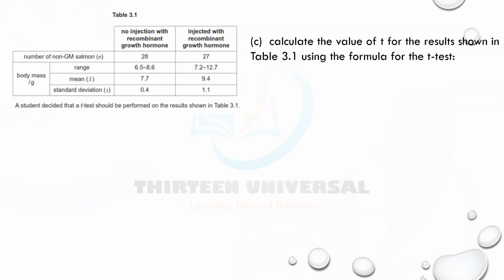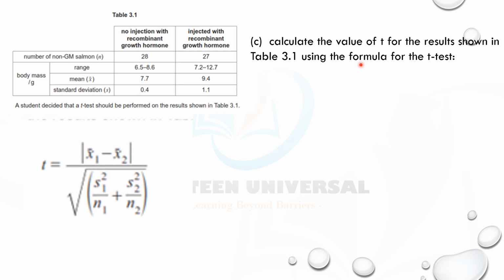All right, that's the table. So calculate the value of t, that is t-cal, for the results shown in table 3.1 using the formula for t-test. Okay, yeah, this is the formula for t-test. It will be given to you. This is squared. All right, look at it. Just give your answer to 2 decimal places.